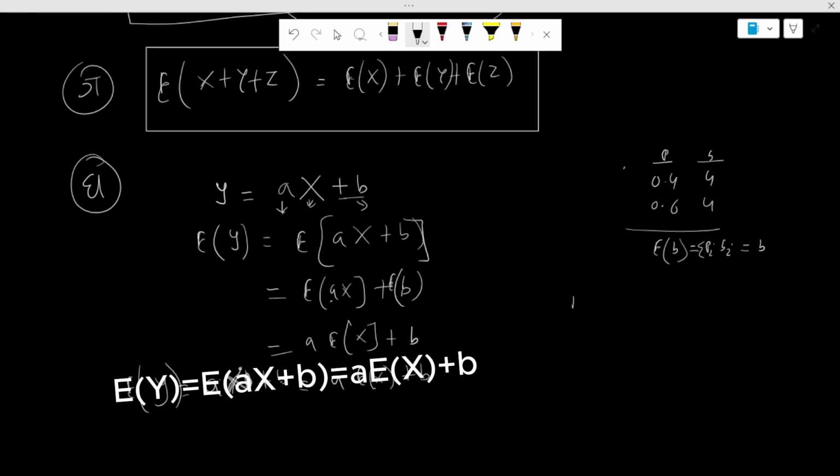If we compare it in this way, we had y following this rule, and our expectation of y also follows the same rule. When we construct a variable y by scaling the random variable x by some unit and shifting its origin by b unit, then we attain the expectation of y by scaling the expectation of x by a unit and shifting the origin by b unit. So the expectation of y also retains the same feature in terms of the scale and shift in the origin when compared with the property of its construction.